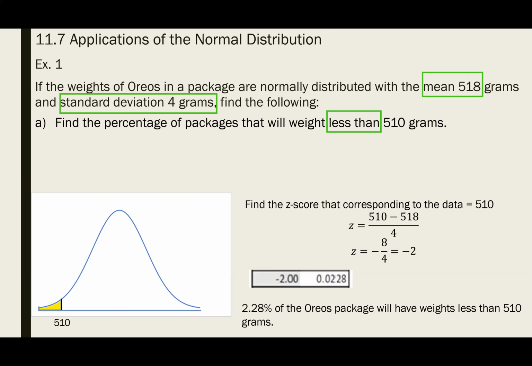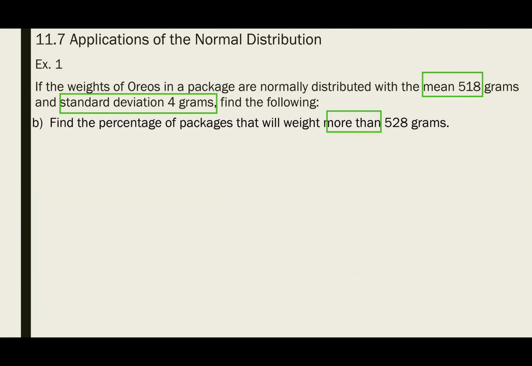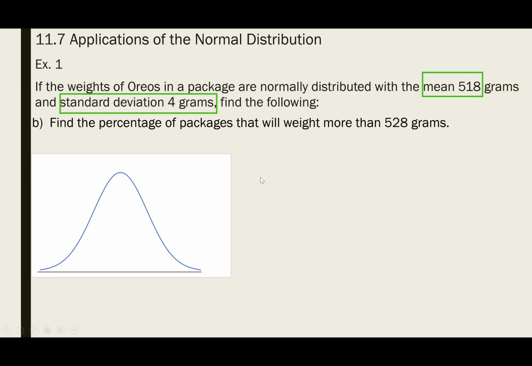Okay, so again, let's do B. B, they ask you for more than, right? So how do we do more than? The first thing is the same, we want to sketch this item here. My 528 will be somewhere here, and more than, anything to the right of this number is more than this number. 529 is on the right of 528. 550 is on the right of 528, right? So what is the percentage of packages that weigh more than 528?